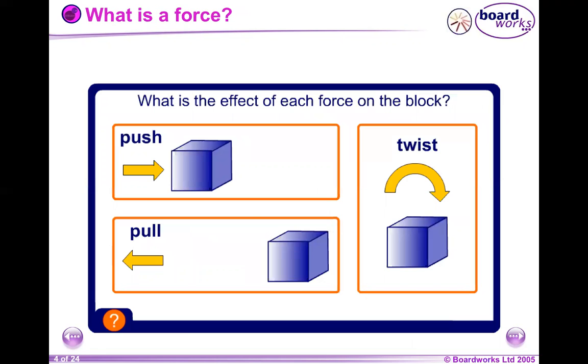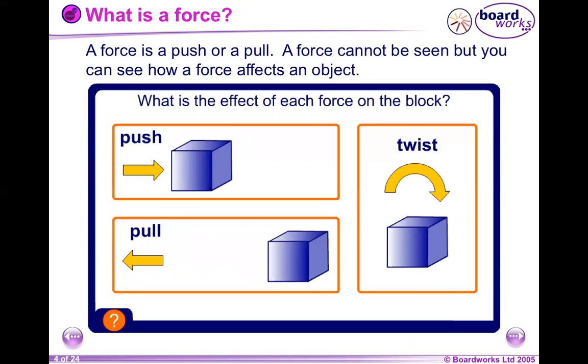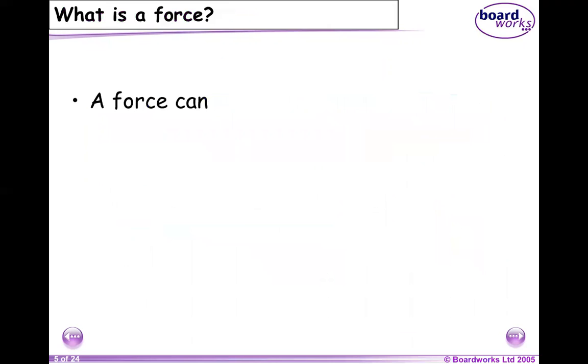So we have push, pull, and then twist, for example. These are all actions that involve a type of force that will cause an effect. So a force is a push or a pull. A force cannot be seen, but you can see how it affects an object. A force can do three things.